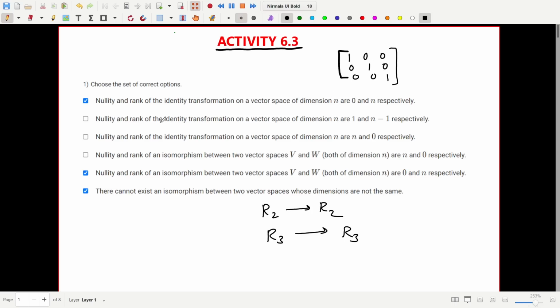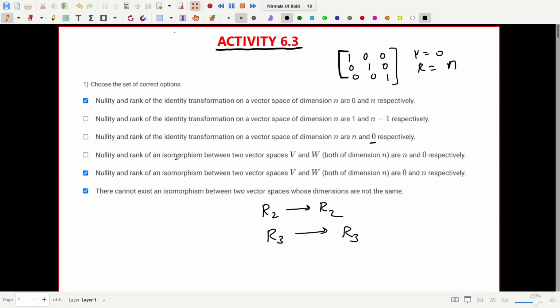So the next options will be wrong because the first one is right. The third one: nullity and rank of the identity transformation on a vector space of dimension n are nullity n and rank 0. No, wrong. Nullity will be 0 and rank will be n.